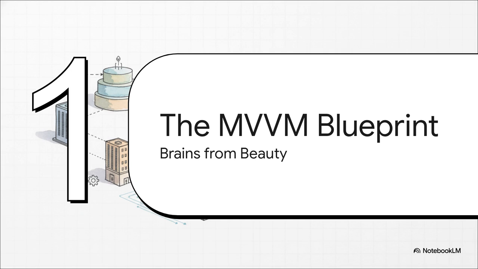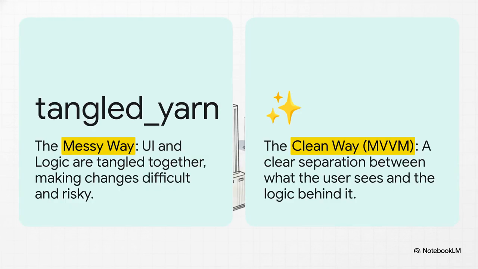One of the biggest traps in app development is letting your user interface code get all tangled up with your business logic. The solution is a really powerful pattern called Model View View Model, or just MVVM for short. Okay, so on the left, you've got the messy way, the spaghetti code approach. You go to change a button color, and suddenly your entire checkout logic breaks. It's a mess. But on the right, you have the clean separation of MVVM. It neatly divides the app into these distinct parts that don't step on each other's toes, which makes everything way easier to manage and test.